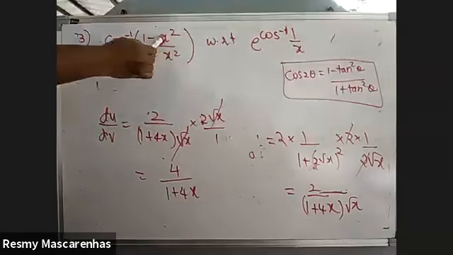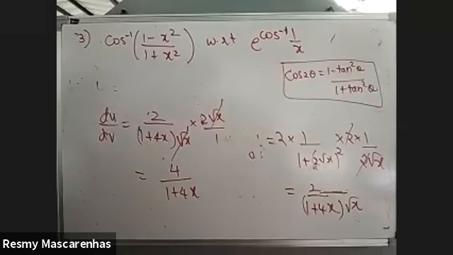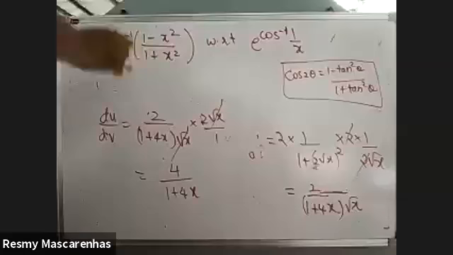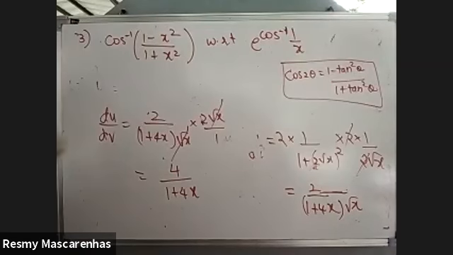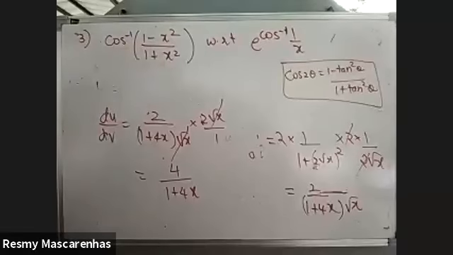So instead of x, what you can put? Tan theta now. Same substitution. Let x be equal to tan theta. So what you will get? 1 minus tan square theta upon 1 plus tan square theta, which is nothing but cos 2 theta. Then cos and cos inverse will cancel.